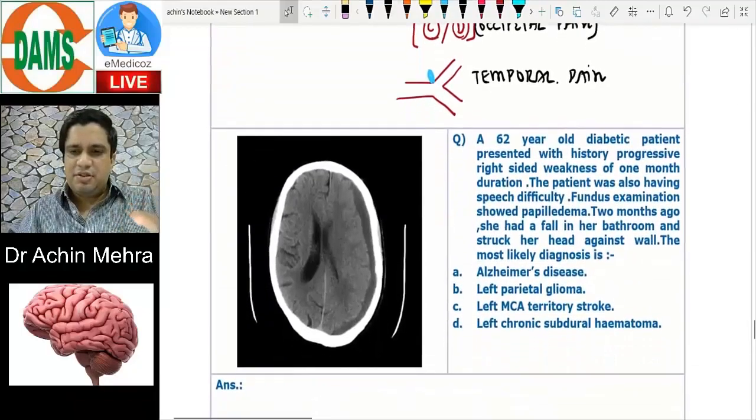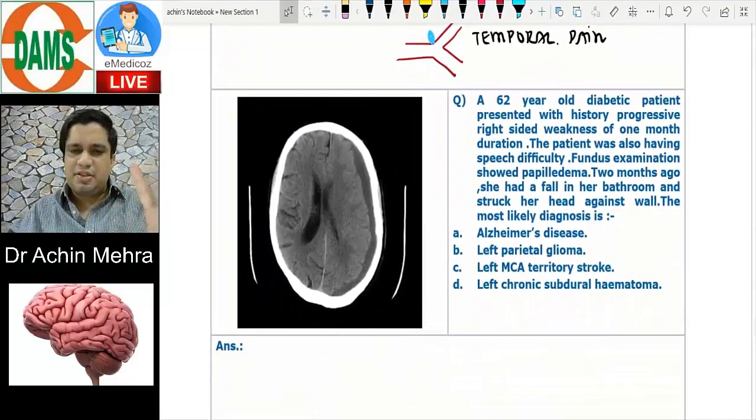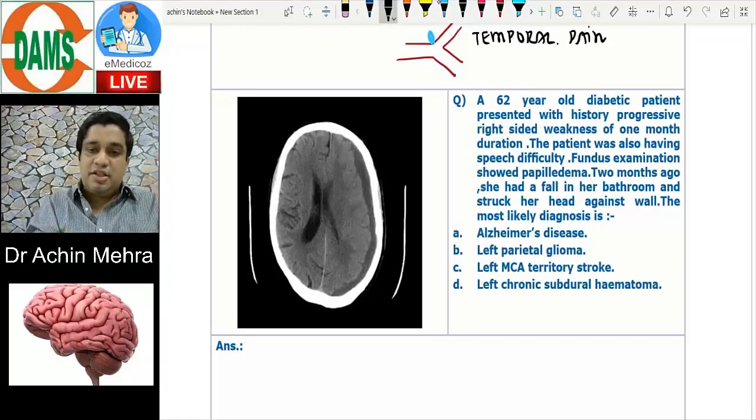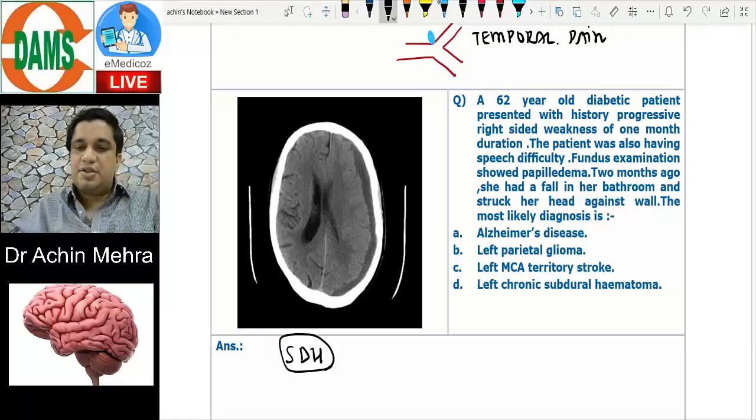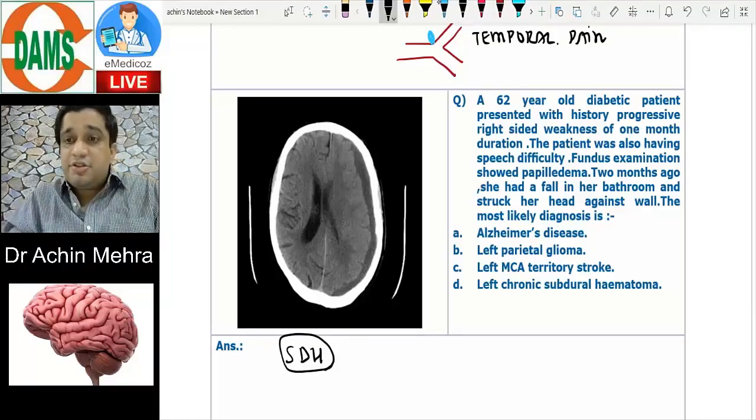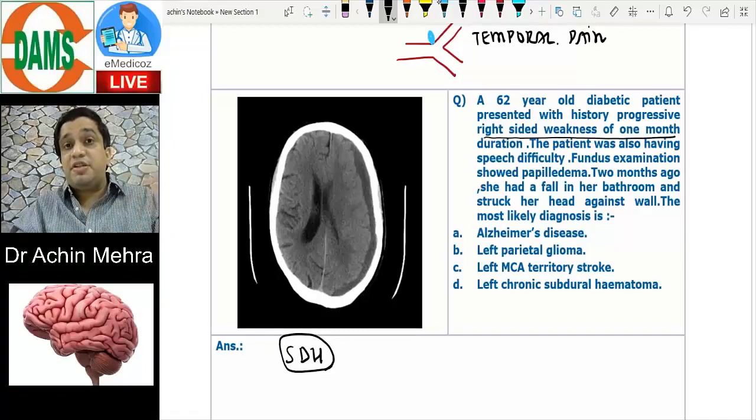Now this is another question that we have discussed in the classroom, and this is an image which shows what? Concavo-convex opacity, that is a subdural hemorrhage, SDH. And look at the question. A 62-year-old diabetic patient presents with a history of progressive right side weakness of 1 month duration, which kept on increasing for a month. Fundus examination shows papilledema, raised ICT.